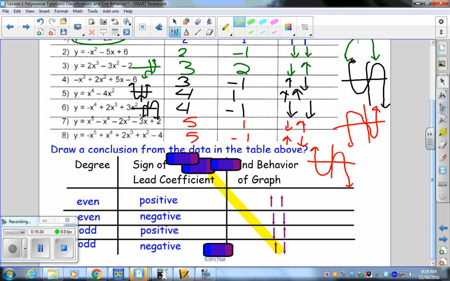Now, the easiest way to remember those: even going in the same direction, either positive or negative, odd going in opposite directions, and the leading coefficient tells you the direction of the right arrow. So for example, when it's a positive leading coefficient, my right arrow is going up towards the positives. Therefore, the left has to be going down. If it's an odd degree and a negative leading coefficient, my right arrow is going to the negatives, therefore the left is to the positives. So that's how I always remember which one's which. Look at your right arrow for those odd degrees. Okay.